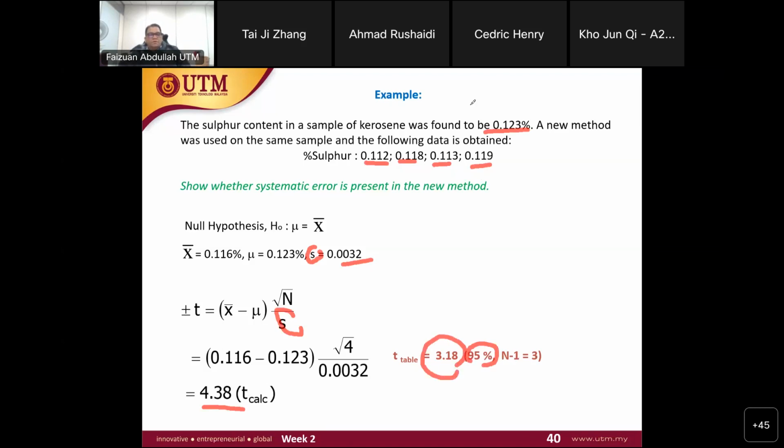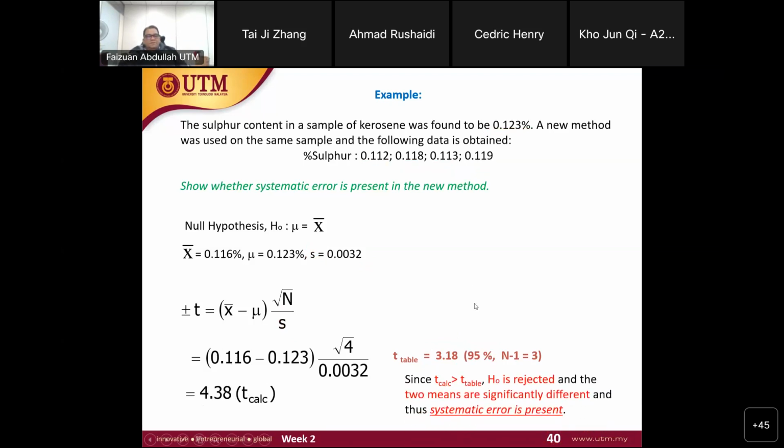So guys, can you accept the new method? Since the t calculated is higher than the t table, the hypothesis is rejected and the two means are significantly different, and thus systematic error is present in the new method. Okay, so now we know.